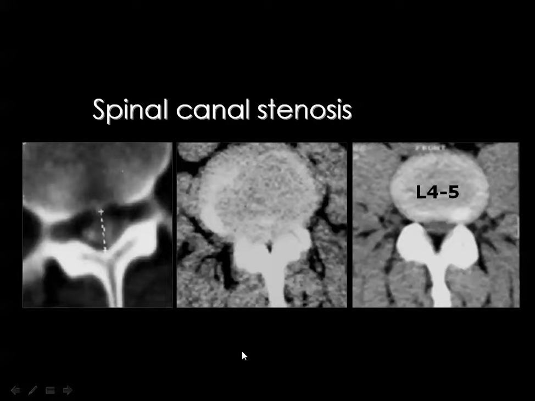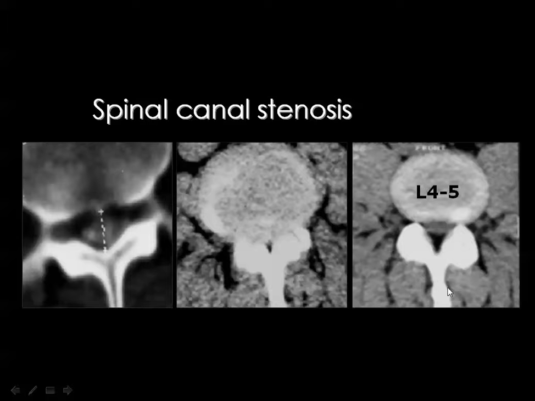Also, in this particular example, you can see a large diffuse posterior disc bulge, also encroaching on the spinal canal. Then you have the three types of spinal canal stenosis in a single case: idiopathic, developmental, and acquired.